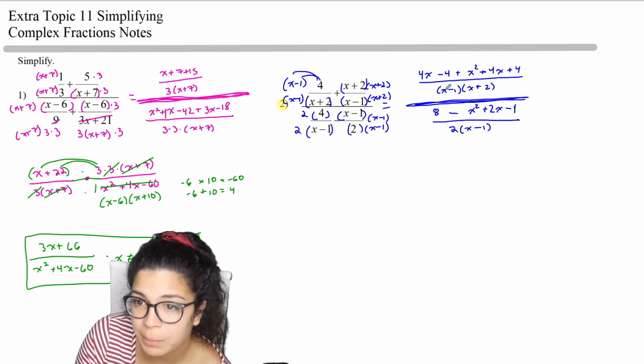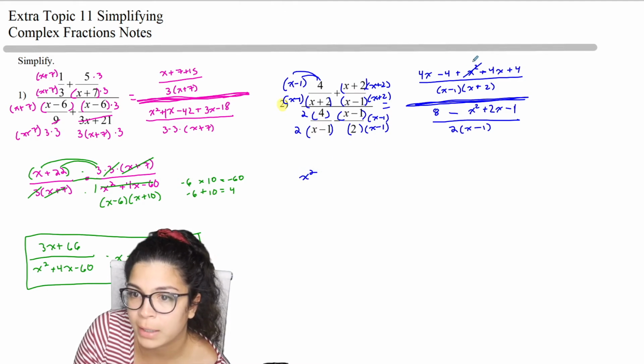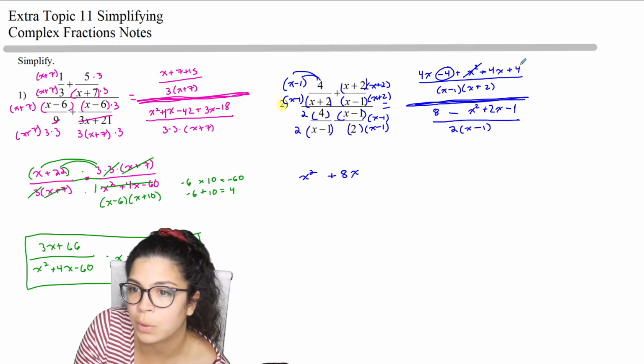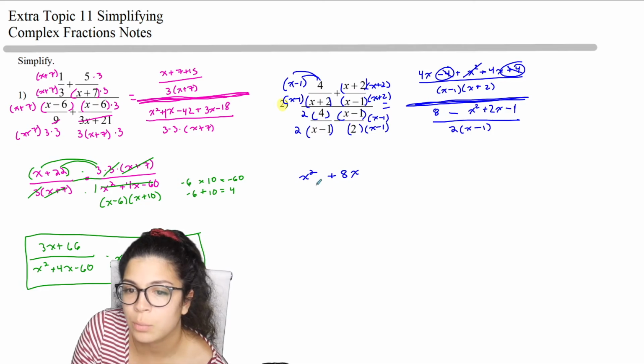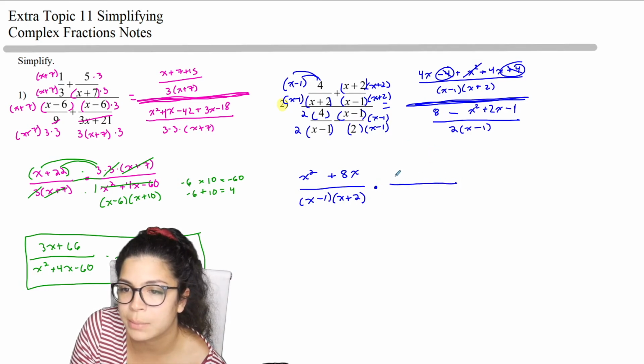So the numerator, let me write it down as I simplify it, would be x squared. And then 4x plus 4x is 8x. And negative 4 plus 4 would actually just cancel. So that is the numerator. Over, and then the bottom of the top fraction will be x minus 1 times x plus 2. And instead of writing it as dividing, we're going to multiply by the reciprocal: 2 times x minus 1 over, and then negative x squared plus 2x, and 8 minus 1 is 7.